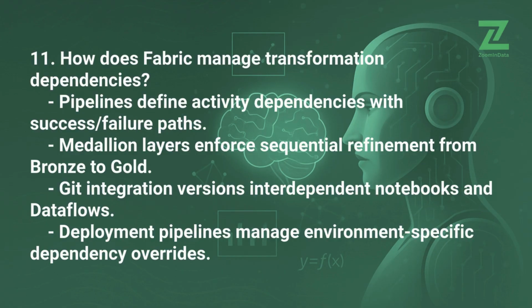11. How does Fabric manage transformation dependencies? Pipelines define activity dependencies with success, failure paths. Medallion layers enforce sequential refinement from bronze to gold. Git integration versions interdependent notebooks and data flows. Deployment pipelines manage environment-specific dependency overrides.